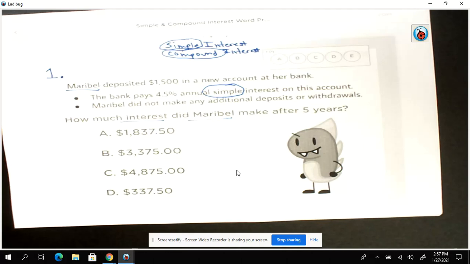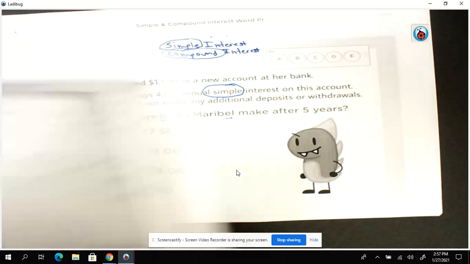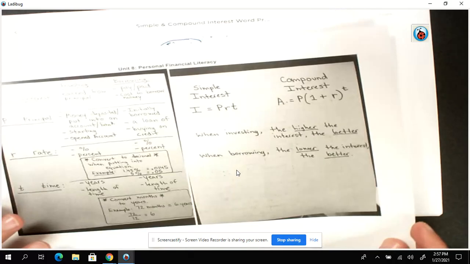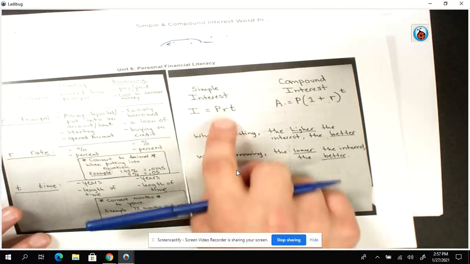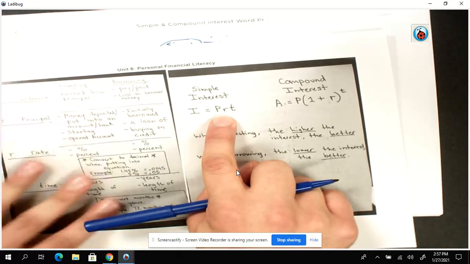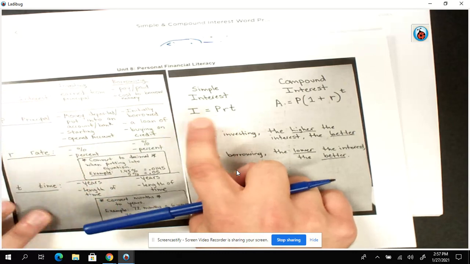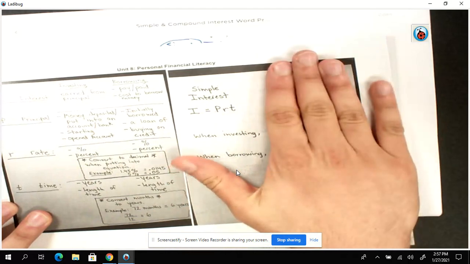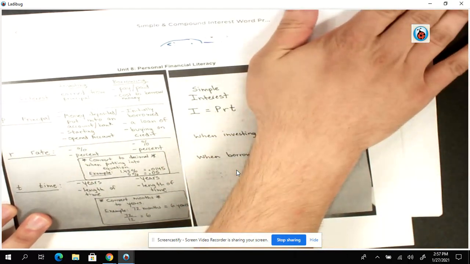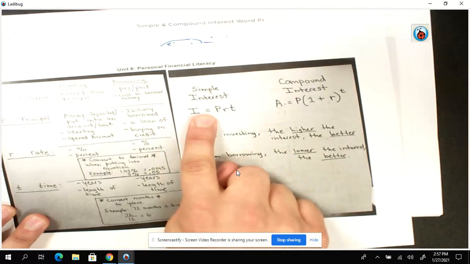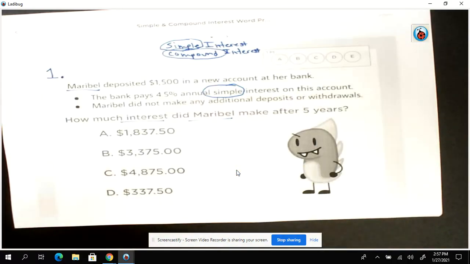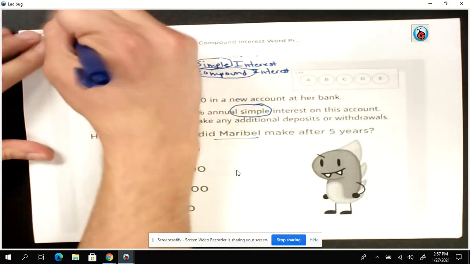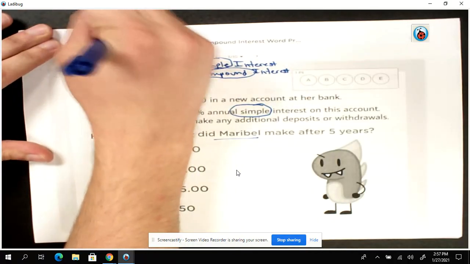Let me pull this up. Kind of hard to see on here. This is the word wall. I just printed it out. We're going to be dealing with I equals PRT. So don't even pay attention to the compound interest formula. In this scenario, you won't even look at this formula. You're only looking at I equals PRT. So the next step is we're going to write that down on our paper, I equals PRT, because that's what we're going to be working with.